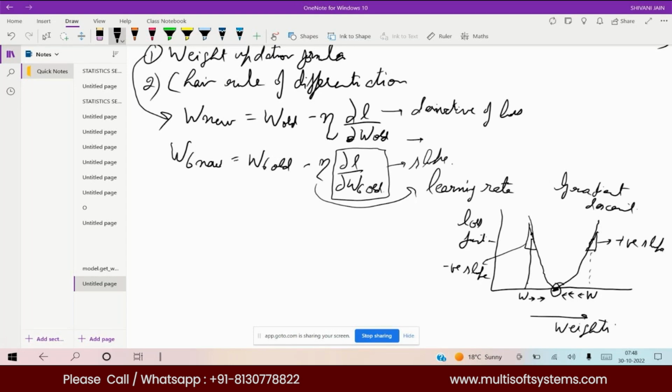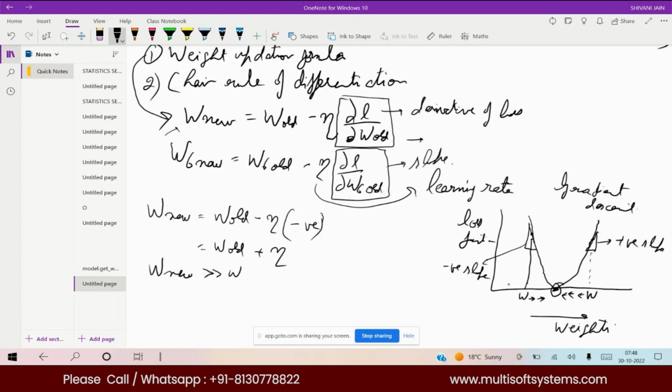If I put this slope value into my formula, what will it be? W new is W old minus eta of the slope. If it's a negative slope, then this whole term will be negative. So I'm writing minus eta of a negative term, which comes out to be W old plus eta, because when we multiply two negative terms, it becomes positive. In this case, my W new will be greater than W old. In case of a negative slope, we are saying that the weight should increase.